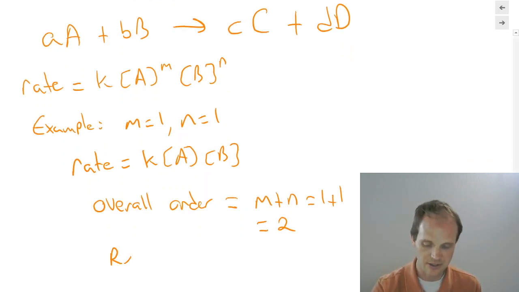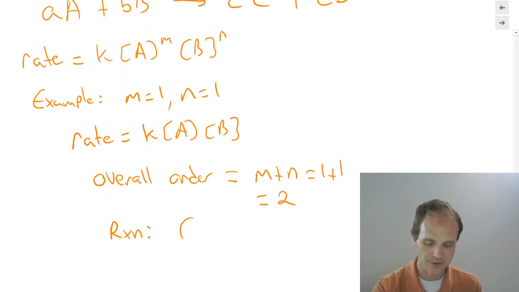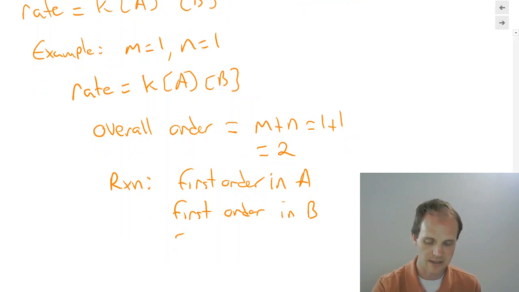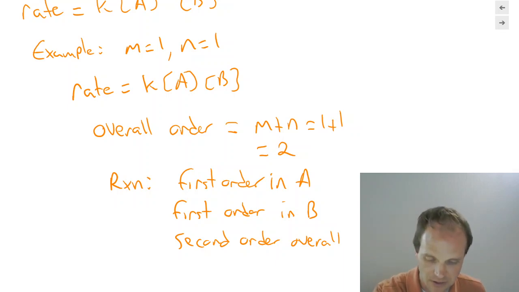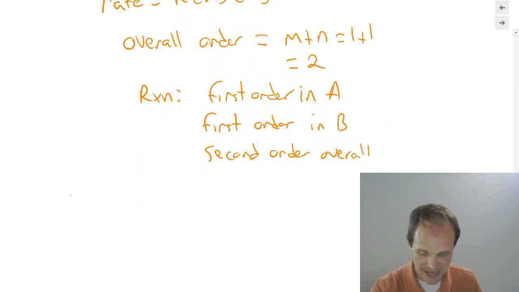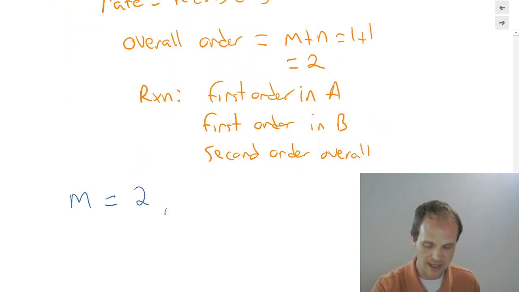So this reaction is first order in A, first order in B, and second order overall. So that's an example. What about a different example? What if we happen to know that m equals 2 and n equals 1?